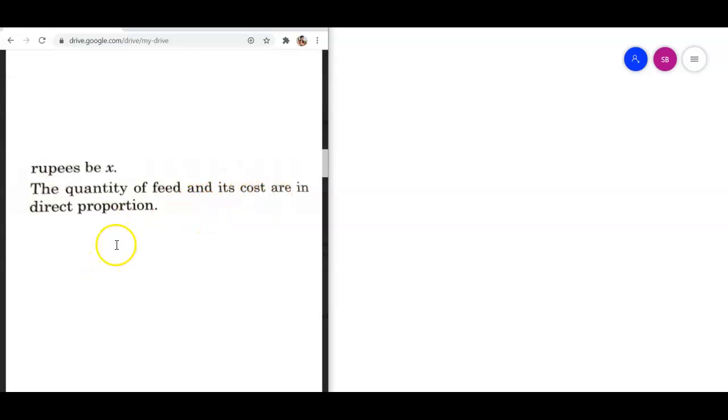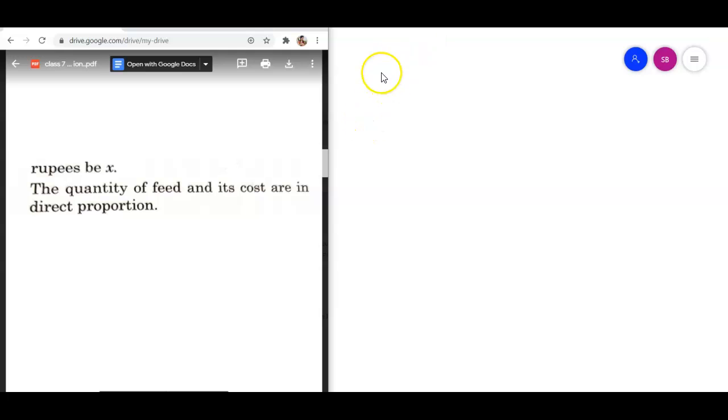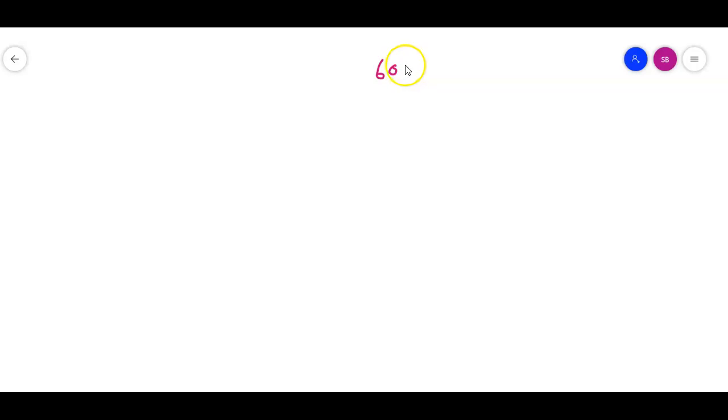So what are we going to do? First rupees was given to us and the number of bunches was given next as quantity. So we will always take first to second, cost to quantity. Okay, let's start. As I said, the quantity of feed and its cost are in direct proportion. The cost given to us was 600 rupees, and how many bunches it could buy? 15. And what is asked? If 1280 rupees is there, how many bunches can we buy? That we have taken as X.